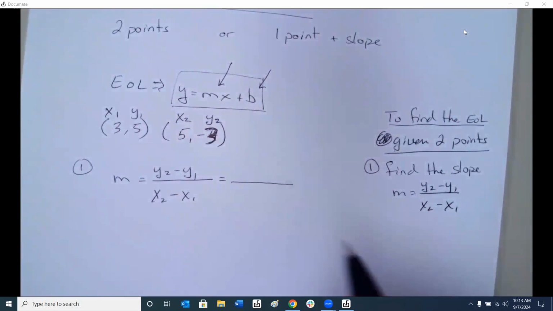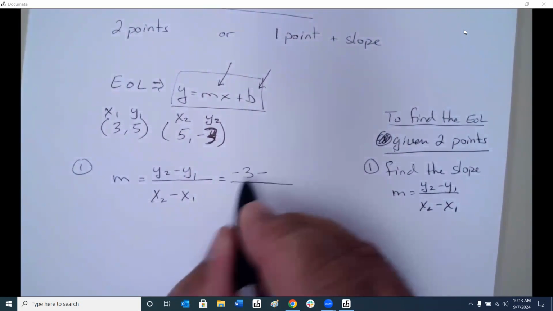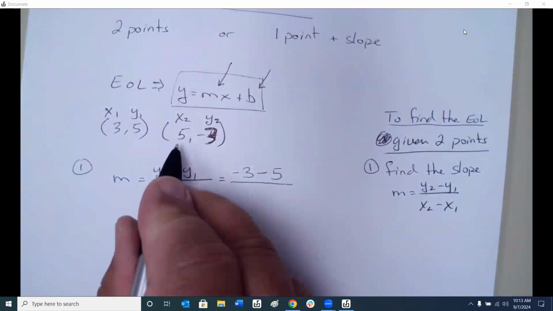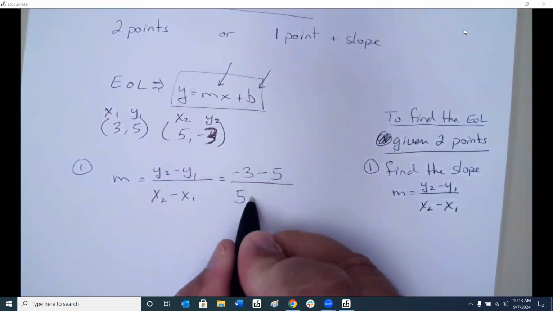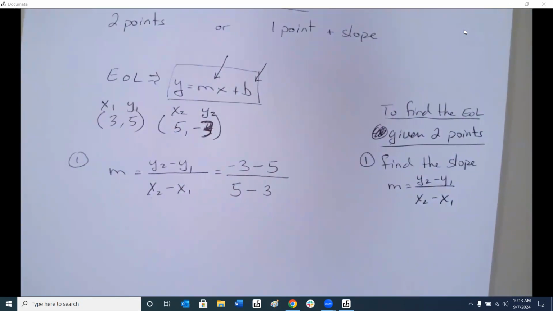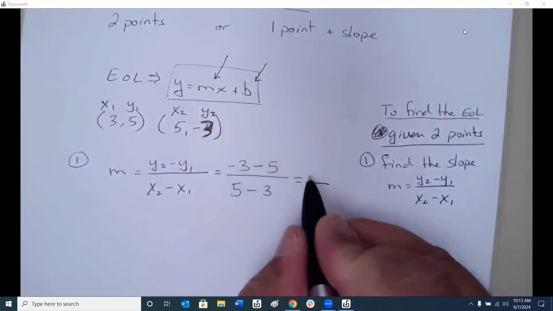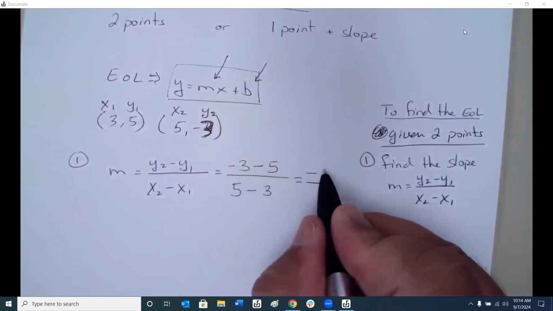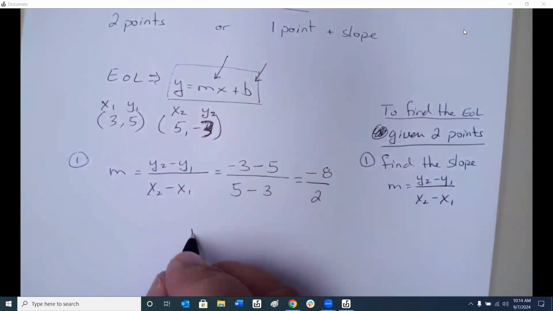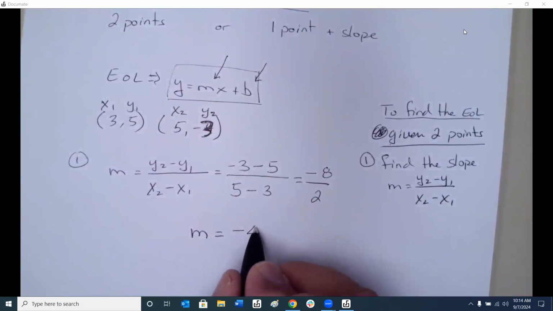So what is y2? -3 minus y1, which is 5. X2 is 5 minus x1, which is 3. On top, they're both negatives, so we add the numbers. 3 plus 5 is 8. 5 minus 3 is 2. So our slope is -4.